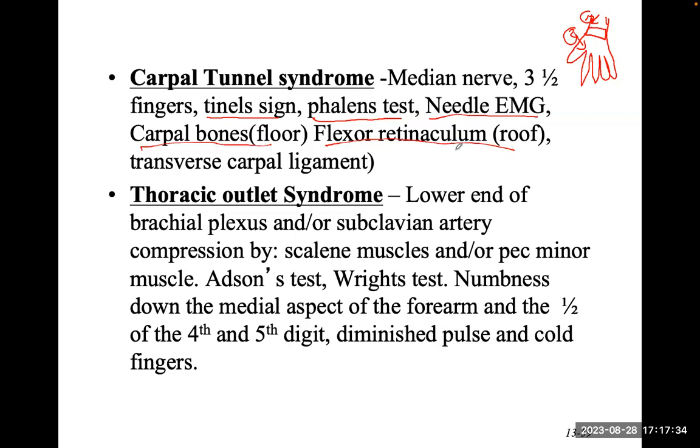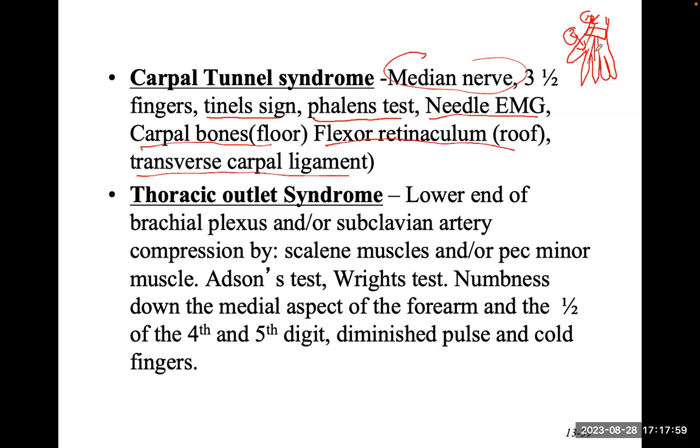Another name for the flexor retinaculum is the transverse carpal ligament. So this is the roof, and the bottom is the carpal bones, and the tunnel is everything that runs through it. You're going to have the nerve that goes through it, the median nerve, the 3.5 fingers, and all the flexor tendons that go to the digits.